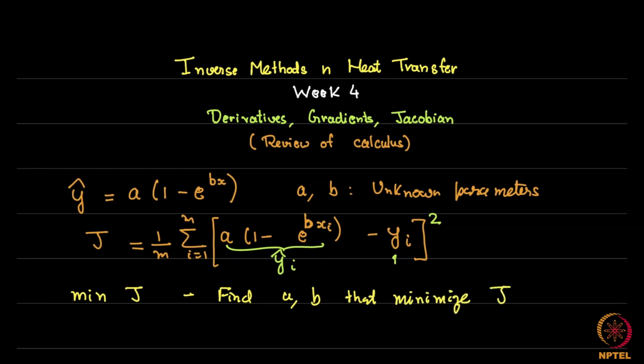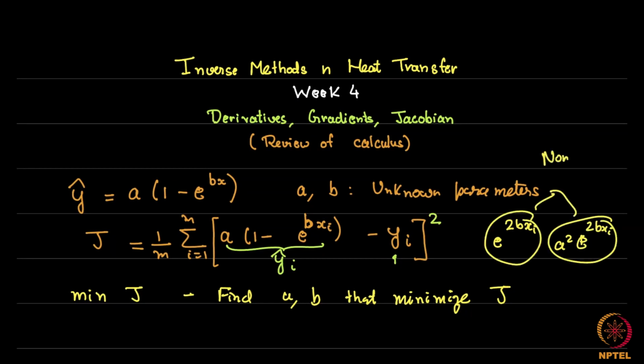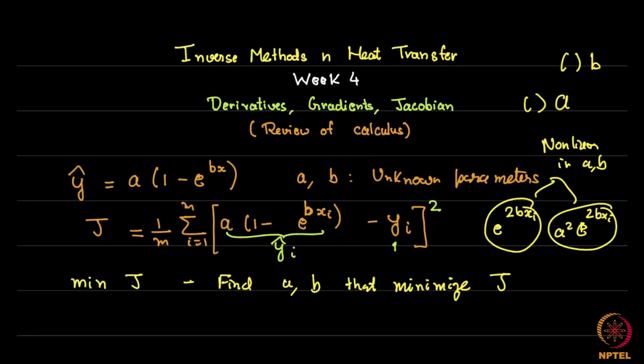Now, when you open this bracket up and see what it looks like, you will have terms like e to the power 2bxi, etc. You would also have terms like a square e to the power 2bxi. All these are nonlinear terms in a and b. These are not terms that are linear in a and b. Linear terms in a and b would look like a multiplied by some constant or b multiplied by some constant. Whereas here you have an exponential and you have a multiplied by a b term. So all these are already nonlinear in parameters, and you can't solve them using the usual techniques.